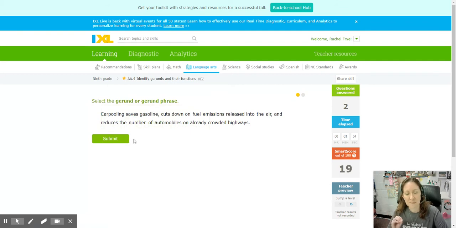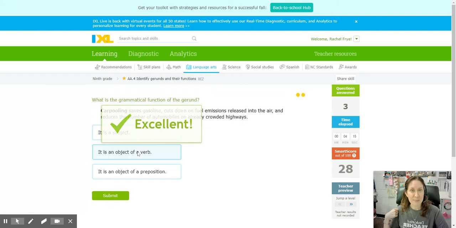Submit. Yay. Carpooling saves gasoline, cuts down on fuel emissions released into the air, and reduces the number of automobiles on already crowded highways. Awesome. I'm looking for my ing. Where do I see it? Carpooling. It's my very first thing. I'm going to click on this because in this sentence, I'm not carpooling, I'm talking about it. It's my gerund.